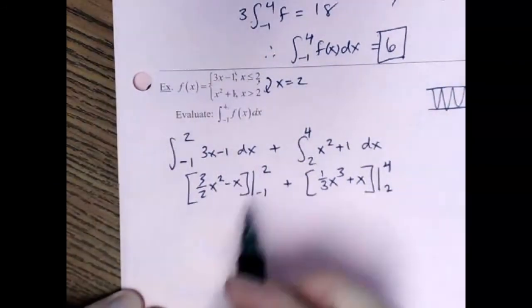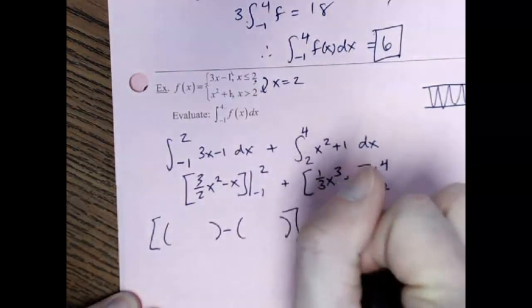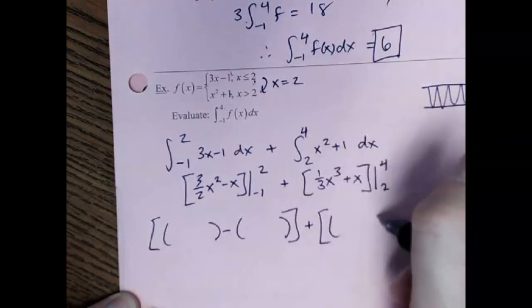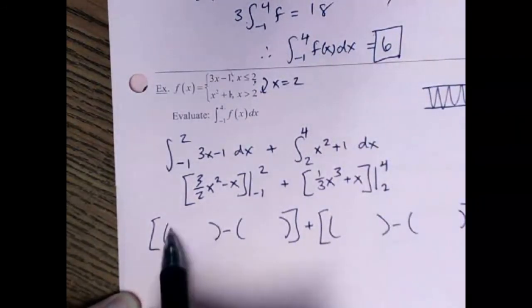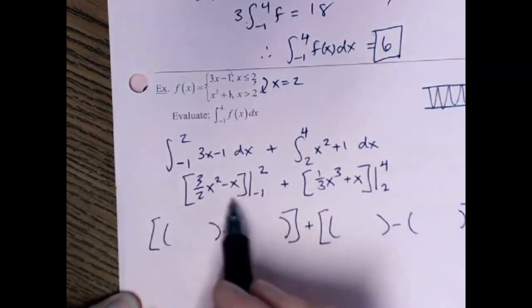So I'm going to set it up. I got this left piece, which has an upper minus a lower evaluation. Plus, then we have this right integration, which has the upper minus the lower. So this is going to come from plugging 2 in. This is going to come from plugging in the -1.